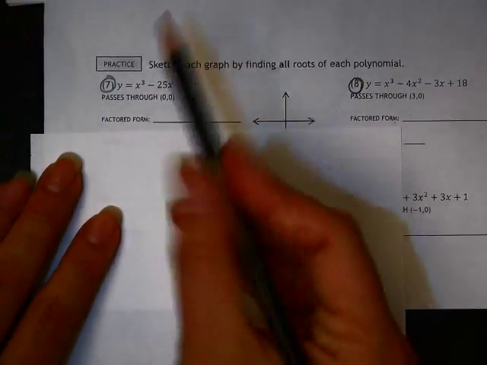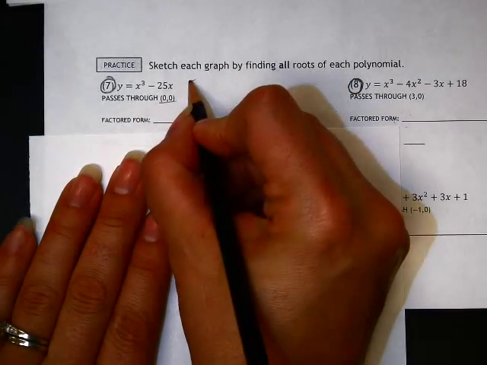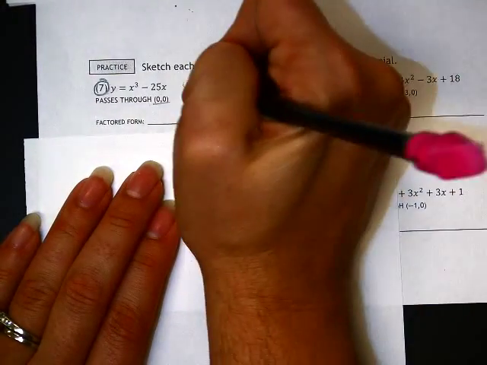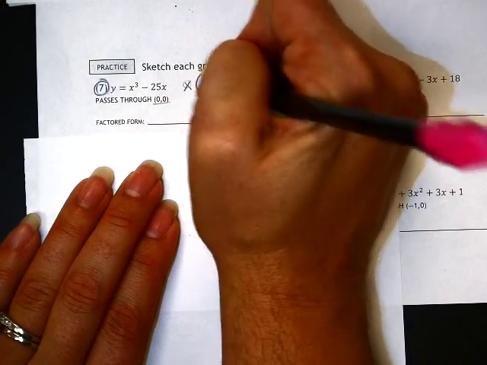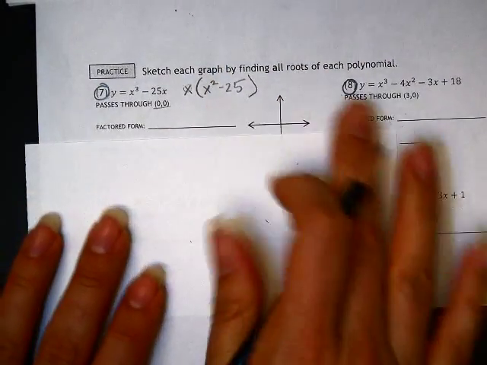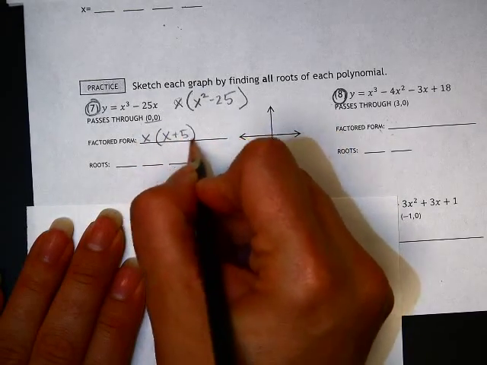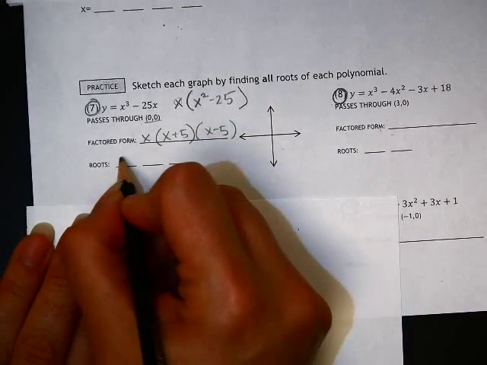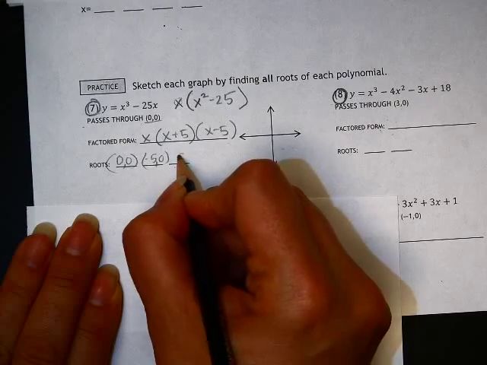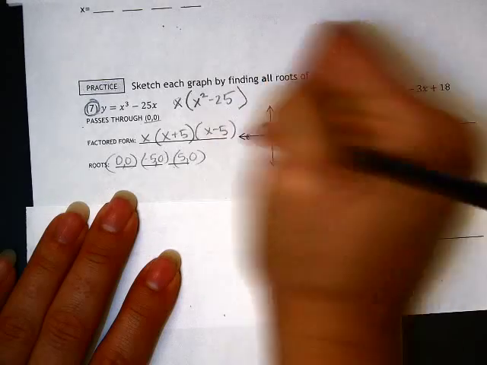For this one here, again, we certainly didn't need to tell you that it went through 0, 0, because if you do your first step of factoring like you're supposed to and factor out an x, you would have been left with x squared minus 25. So the factored form would be x, and then you factor this as x plus 5 and x minus 5. So my roots are 0, 0, negative 5, 0, and 5, 0. So I have a root at positive 5 and negative 5.